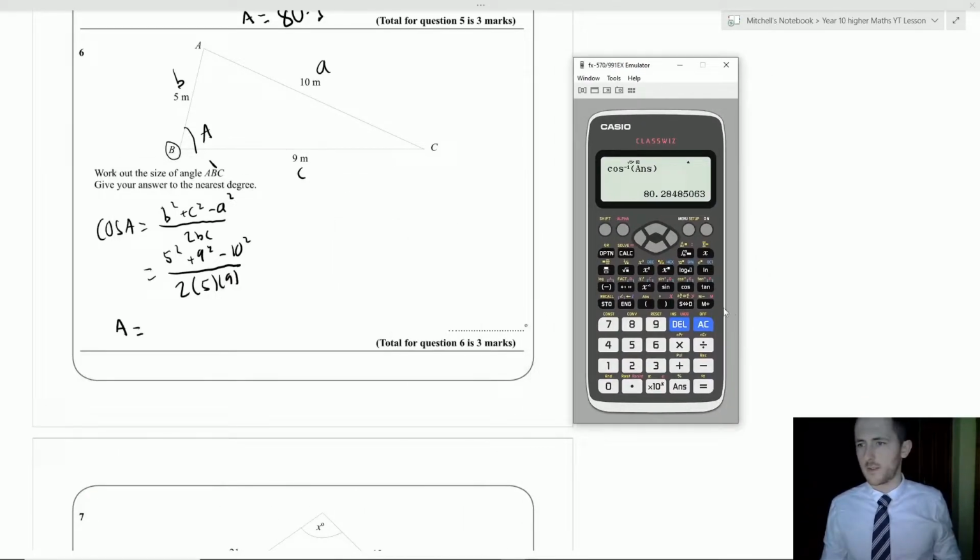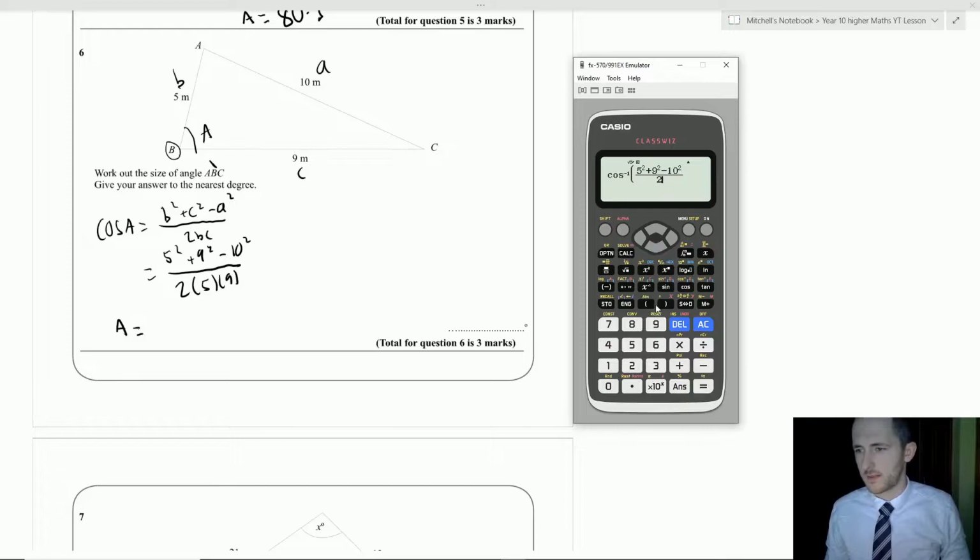So, hopefully that's not too bad. Again, do let me know if you're finding this tricky. But this is kind of the layout that you're expecting. So Shift Cos to get the inverse. And I'm going to do it all in one step like an absolute madman. So plus 9 squared minus 10 squared.